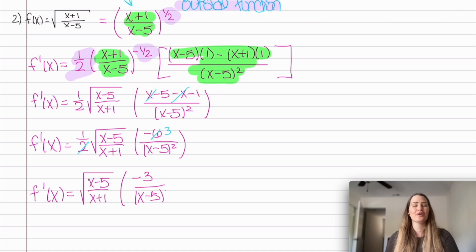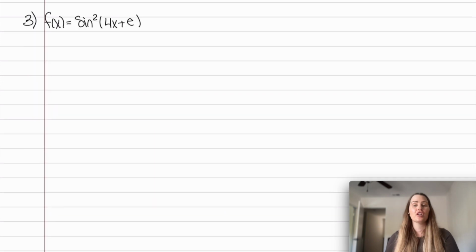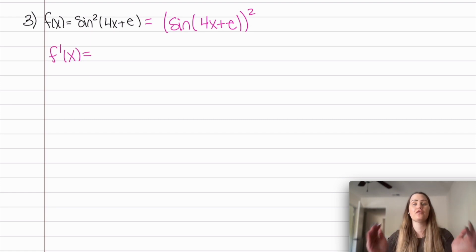Could you clean it up a little more? Maybe, but I think it's good the way it is. We'll leave that whole radical together. All right, next up, we have another power rule situation. So again, I like to rewrite these. I want the power to be on the outside to make it easier for me to see the power rule and who's inner and who's outer. So I put the square outside of the entire function.